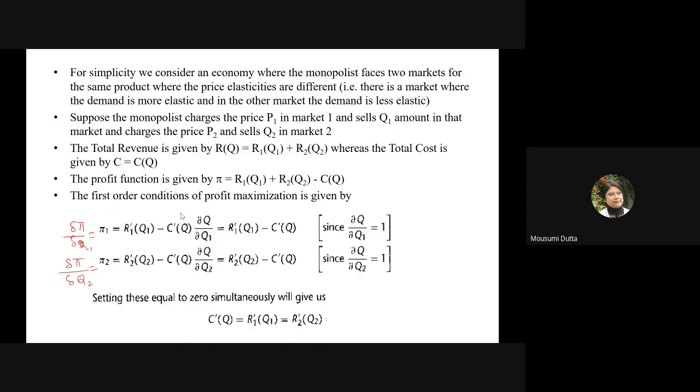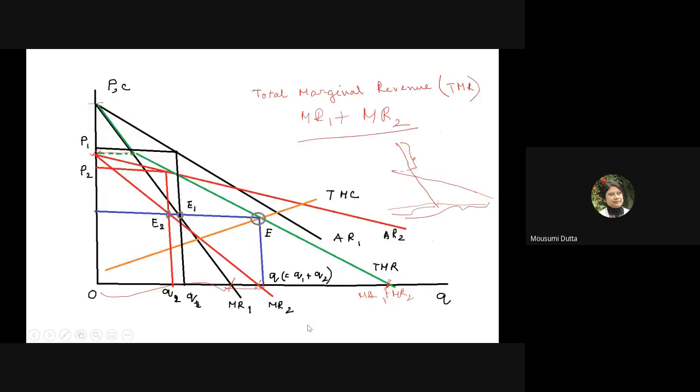Now, let's go back to the mathematical equation. What we did: MC is equal to MR1. MC is equal to MR2. MC, that is based on total output, has been equated to MR1, which is a function of Q1 only. MC will be equated to MR2, which is a function of Q2 only. So that we are doing graphically.